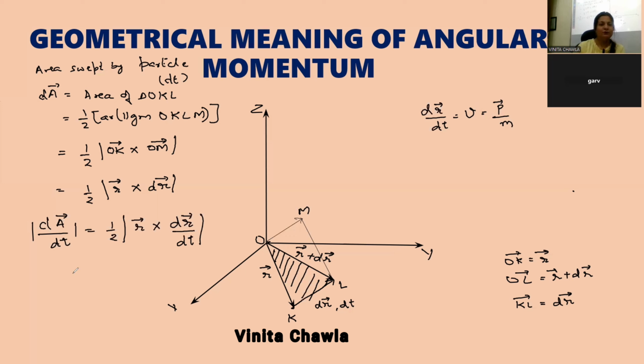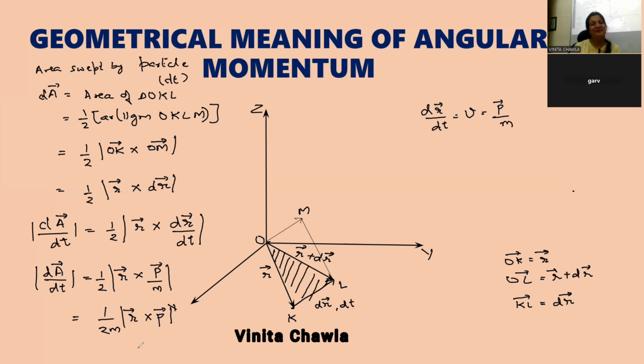So dA by dt is equal to half vector r cross vector p by m. Because you can see now this is the vector product of displacement and linear momentum, and this m is a scalar, so we can write this m outside. So it's 1 upon 2m, vector r cross vector p. And this r cross p is nothing but angular momentum. So we can write this as vector L by 2m.